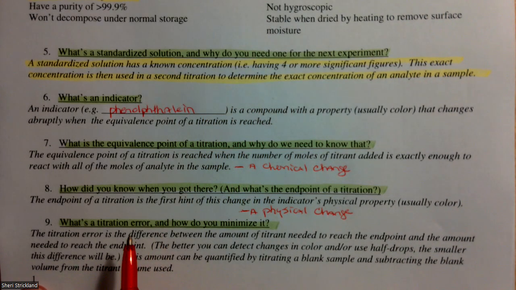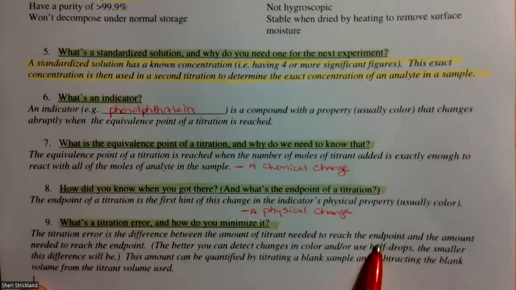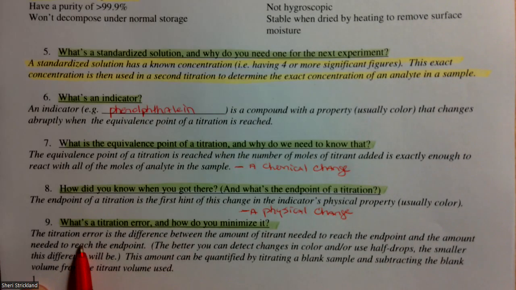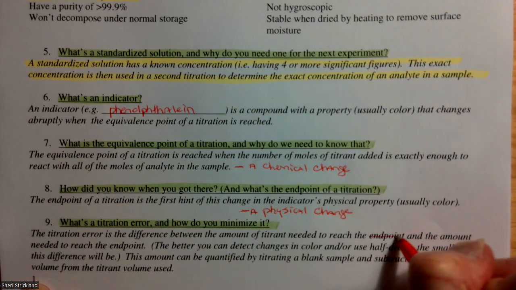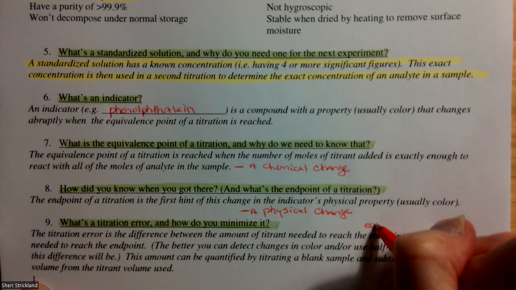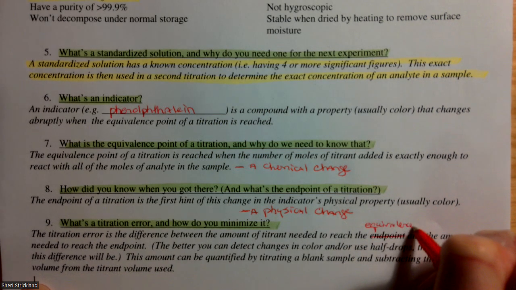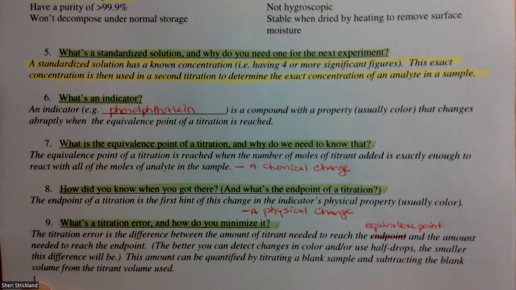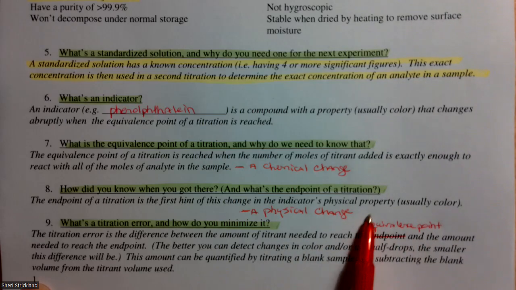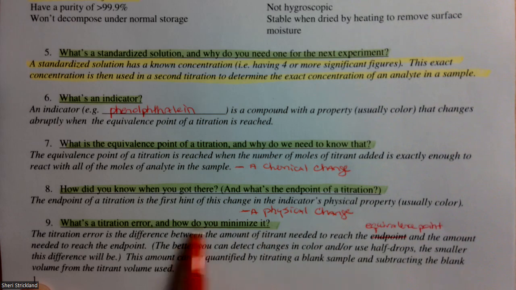Okay, but this little bit of a difference between the amount of titrant needed to reach the end point and the amount needed to reach the equivalence point. Let's go ahead and just change that right here. And the amount needed to reach the end point. Okay, so it takes just a teeny bit more to reach the end point. So the better you can detect changes in color and use half drops, the smaller this difference will be between the amount that was needed to donate exactly the right number of moles and the little bit extra that you needed to make the color change.